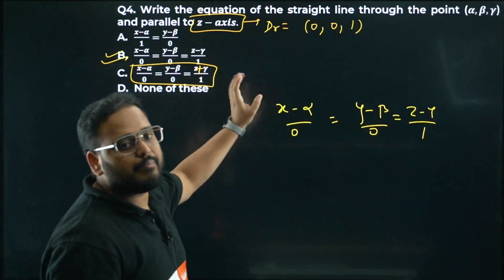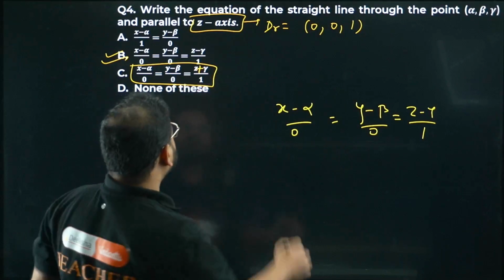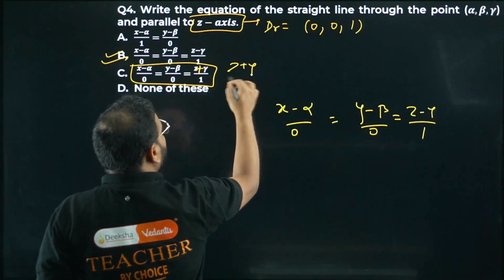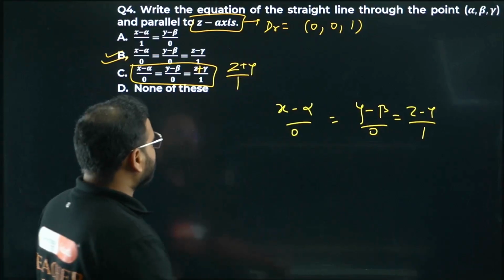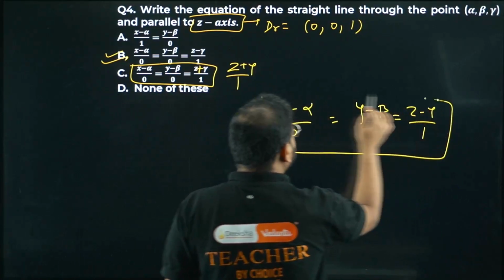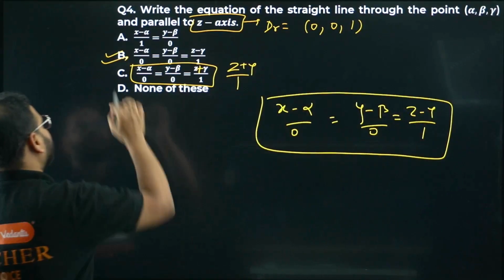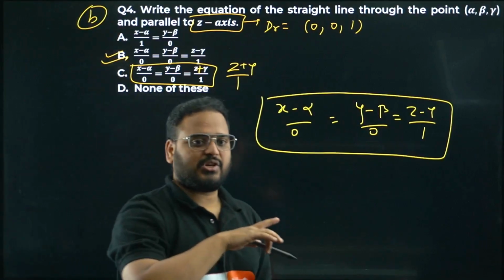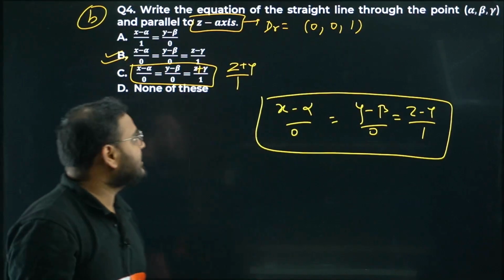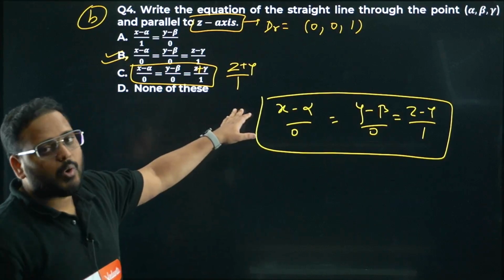I'm picking option B, making option C as z plus gamma upon 1, just to make it incorrect. This is the correct answer, so option B I'm taking as right. Please understand this. B and C are the same option, that's why I made this change. I hope this is okay. I've written z plus gamma upon 1.